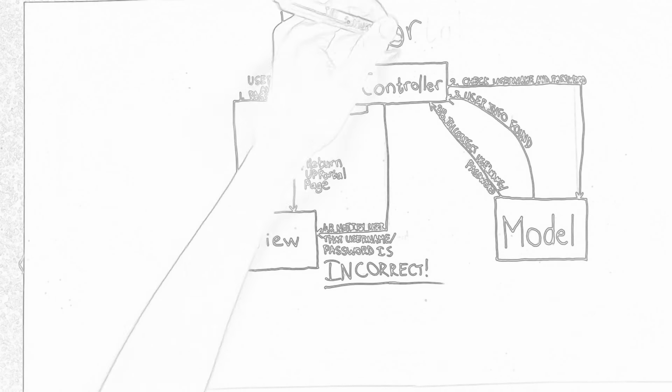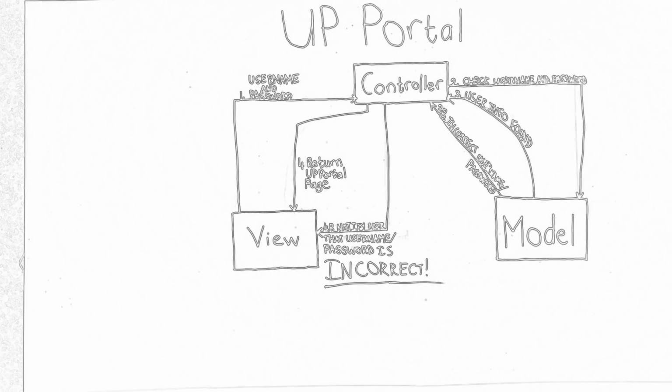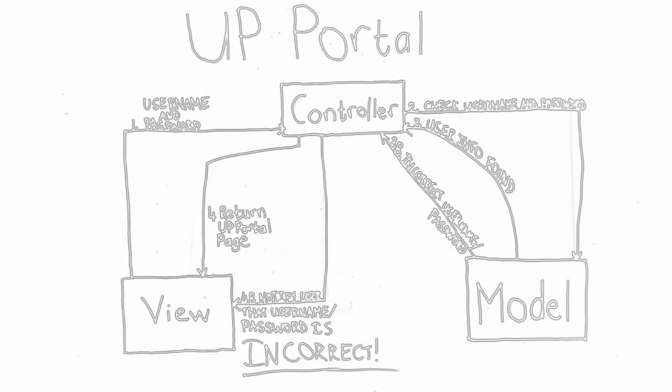However, if for example the user enters the incorrect username or password, the model will then send that to the controller, and the controller will then notify the user that the password is incorrect. And that is how the MVC model can be applied in the real world.